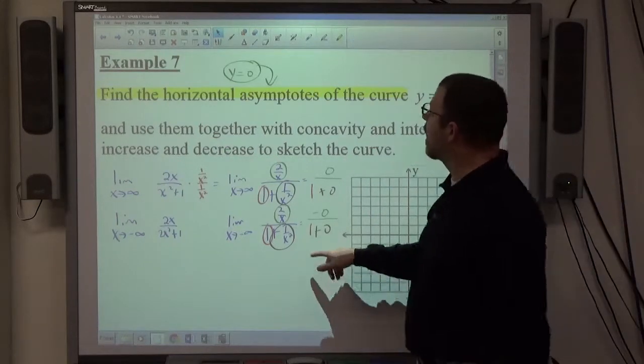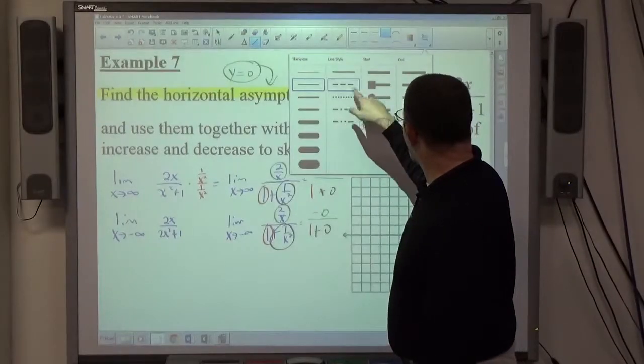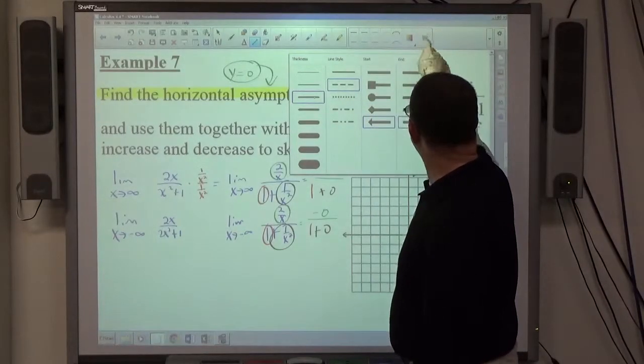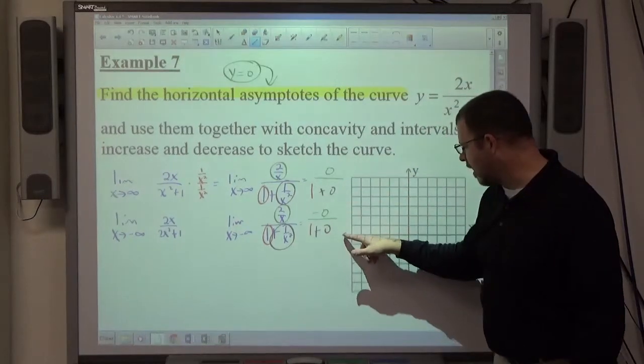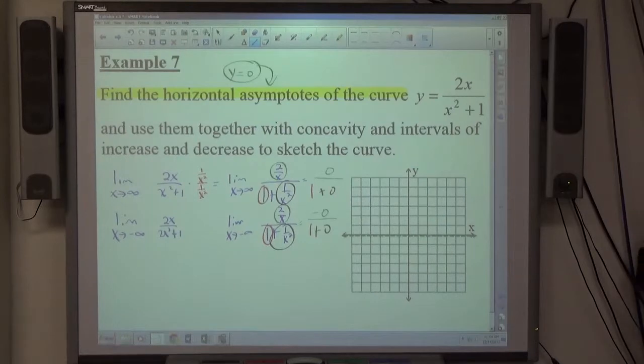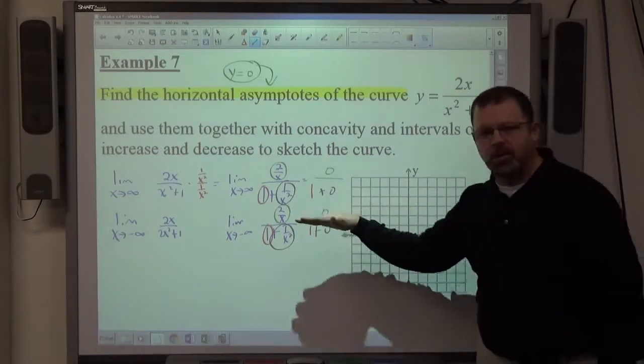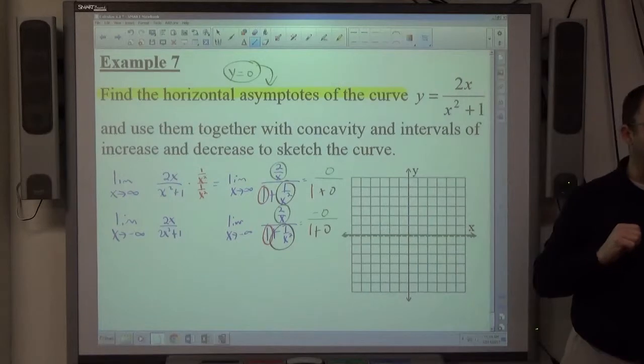As far as graphing horizontal asymptotes is concerned, we simply graph a dashed green line. Green because I chose green for the color. y equals 0 is the x-axis. So all I know for this graph at this point is, as I go towards positive infinity, go as far as I can this way, and go as far as I can that way, I'm getting closer and closer to 0.